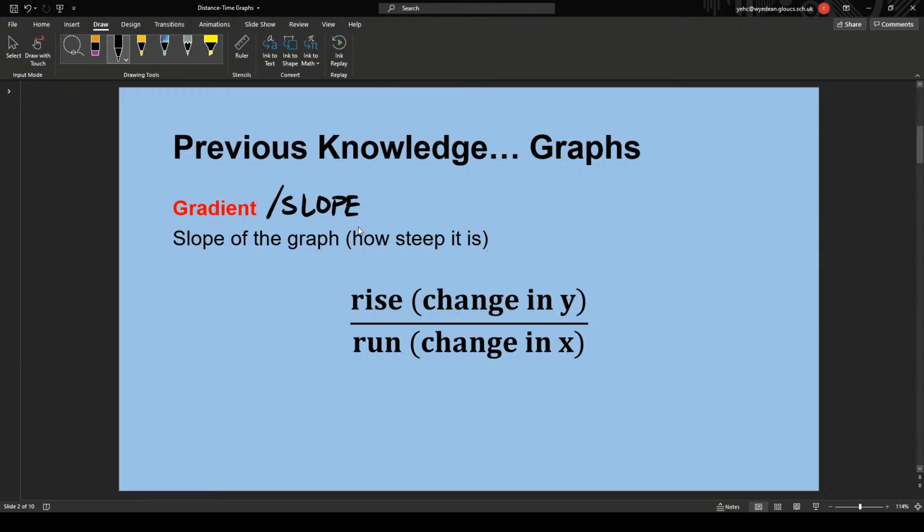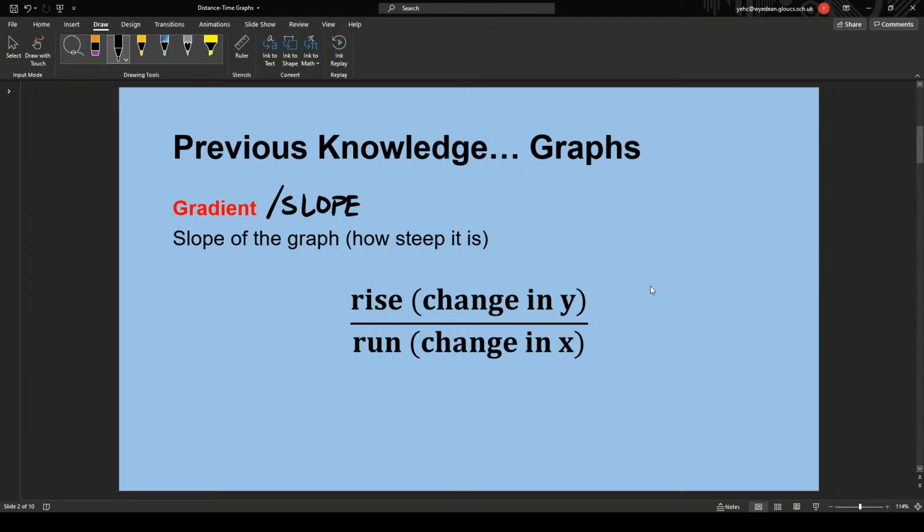Hopefully back in maths you'll remember that in order to find the gradient, so the steepness of a graph, you do rise divided by run. Rise is the change in the y-axis, how far it moves up or down, and run is the change in the x-axis, how far it goes across.